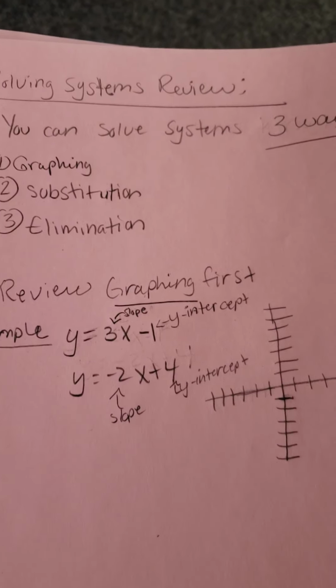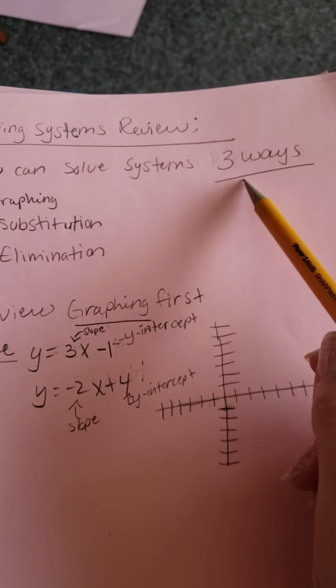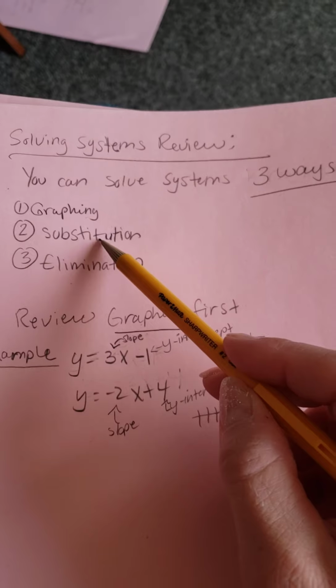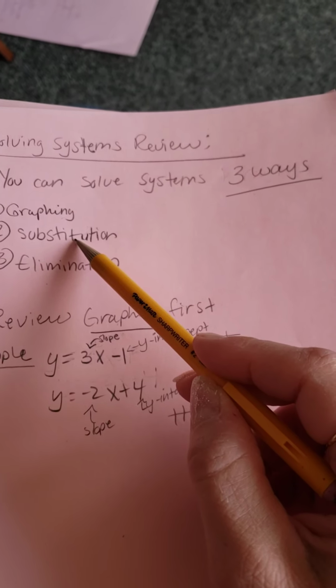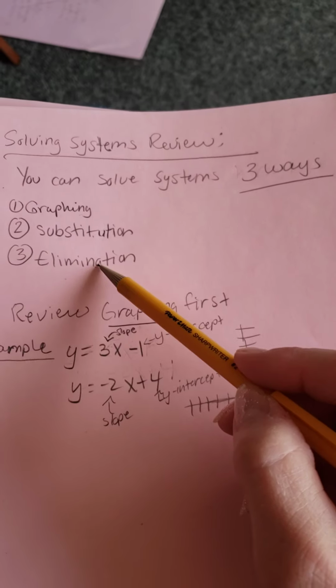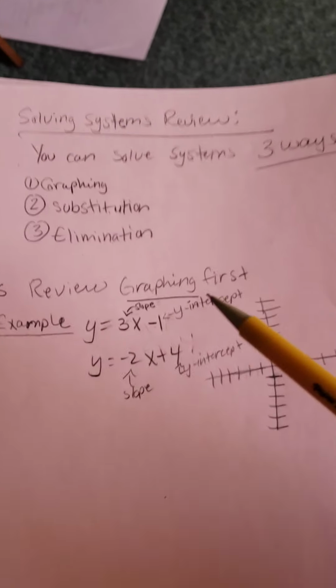Okay, so we have talked about solving systems, and we've done it 3 different ways. We've graphed and seen where they cross. We've used substitution, which means substituting something in for something else. And we've used elimination, which means getting rid of one of the variables, solving for the other, and then finding the other one. So let's review graphing first.